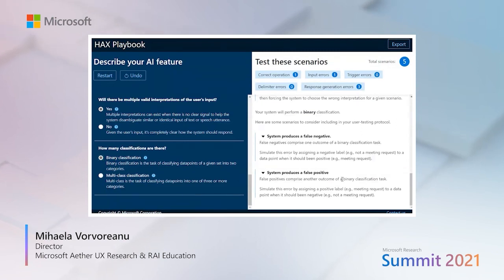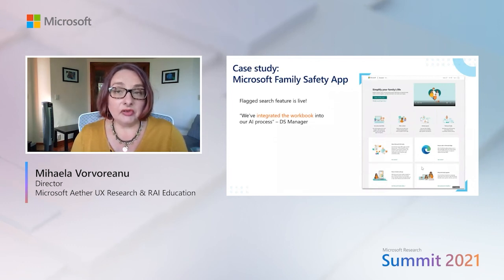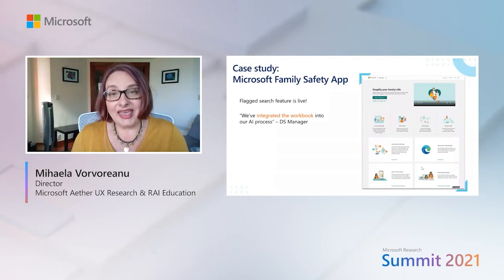So now that we've seen really quickly how we could use the HAX Playbook, I'm going to turn back and look at the application for another second and continue the presentation. So coming back to the app, the Microsoft Family Safety app was launched. It is now available. The flagged search feature is live, and the team told us that they really benefited from using the HAX workbook, and they really enjoyed it too. In fact, the data science manager of the team told us that they've integrated the workbook into their AI processes, and they're going to continue using it for any other features that they'll be working on in the future.